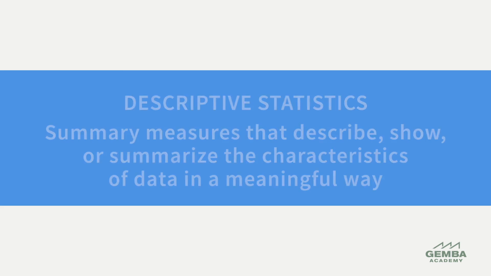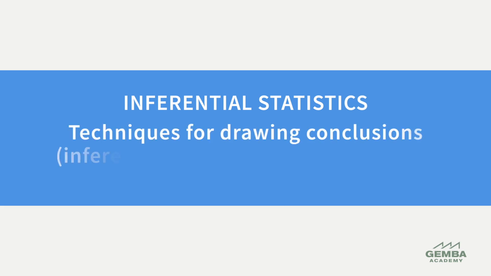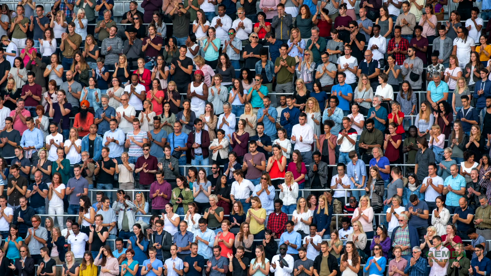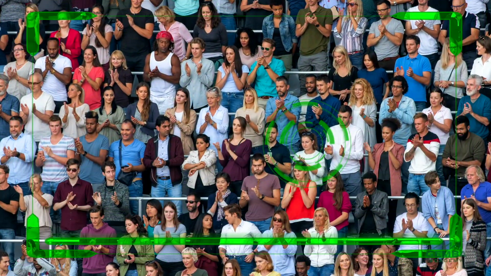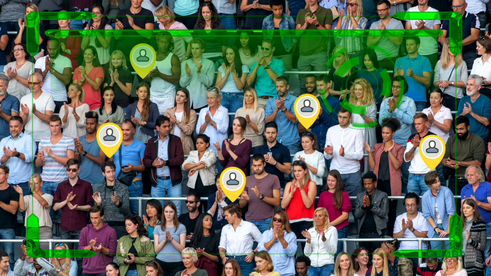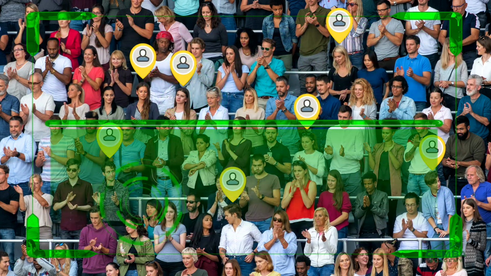In contrast, inferential statistics is a set of techniques used to draw conclusions and make generalizations, predictions, or decisions about a population based on information and data obtained from a sample. Studying an entire population isn't normally practical or possible. Instead, inferential statistics allows us to collect and analyze random samples of the population to gain a better understanding of its behavior.